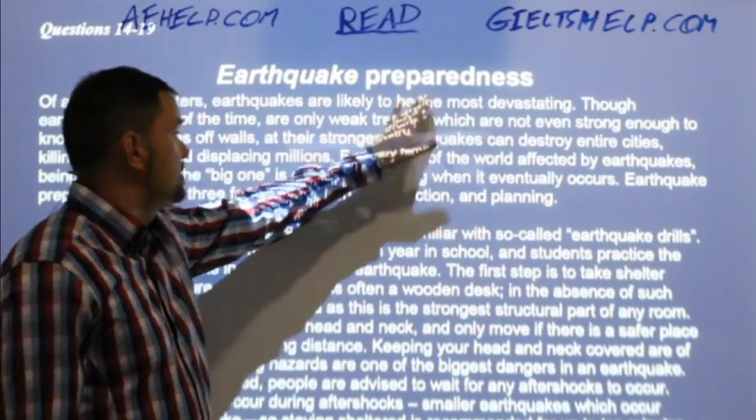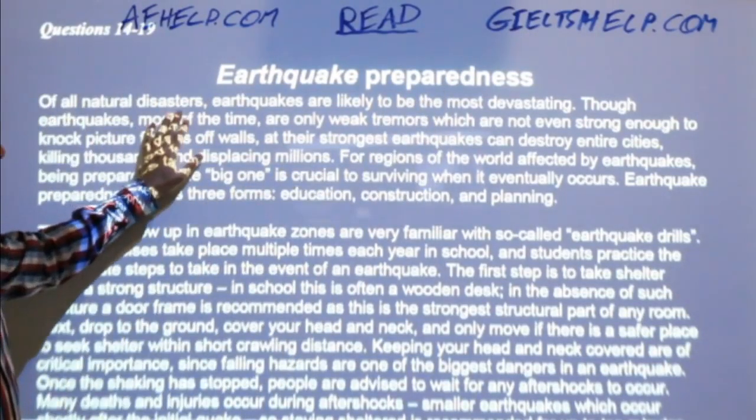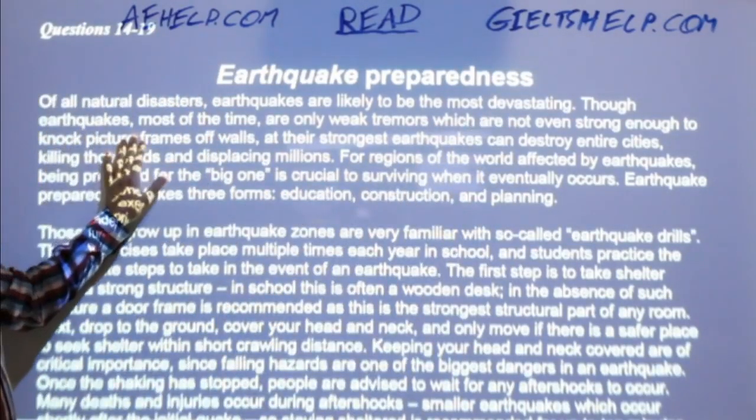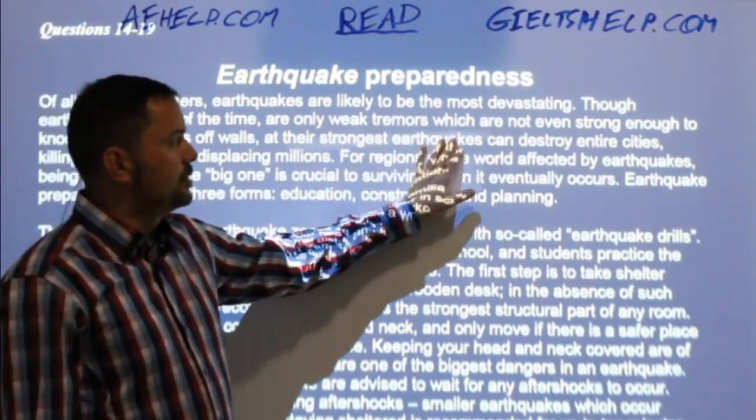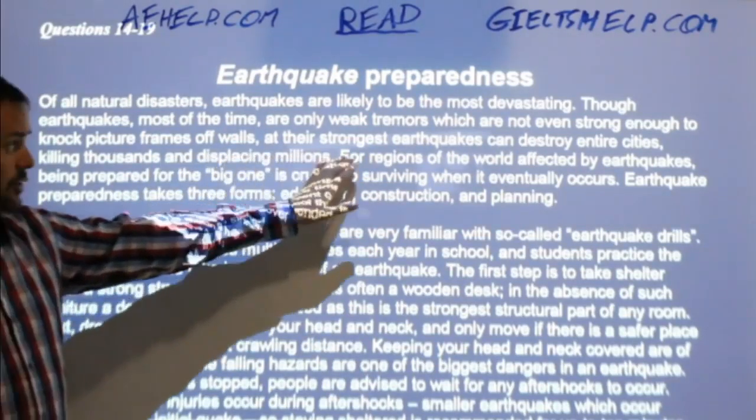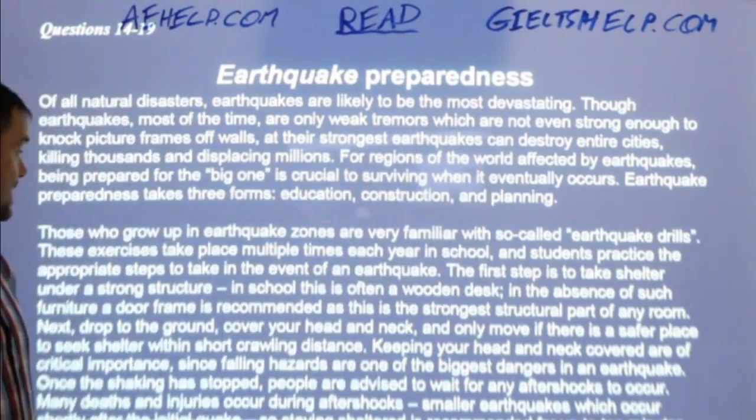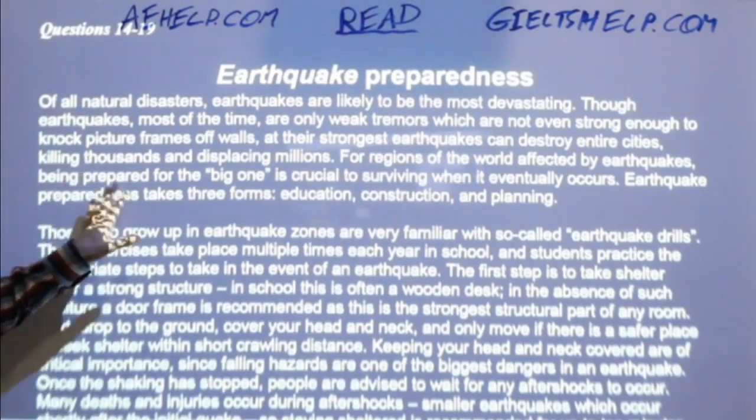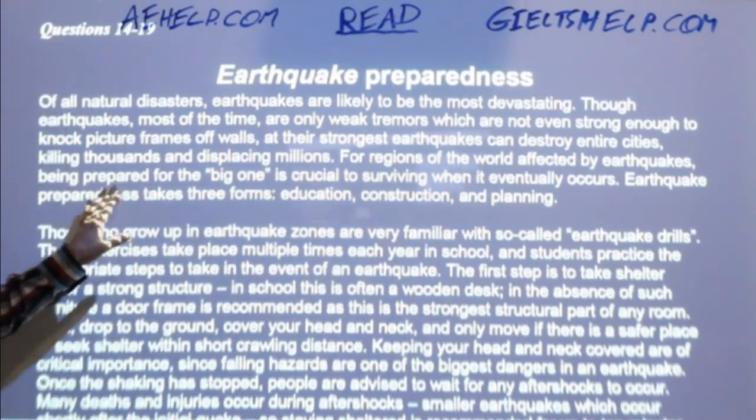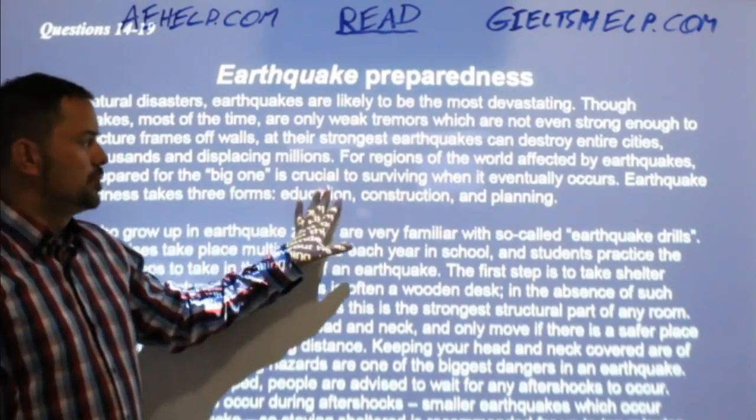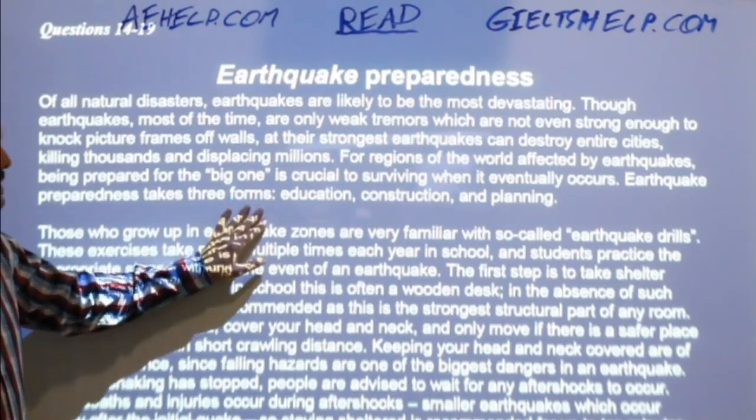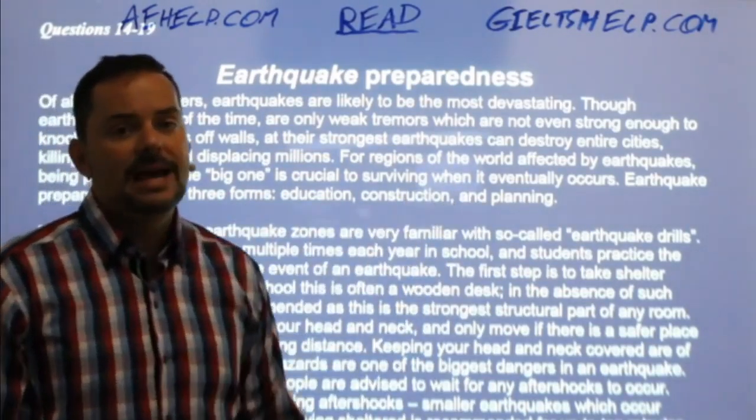Earthquake preparedness. Of all natural disasters, earthquakes are likely to be the most devastating. Though earthquakes, most of the time, are only weak tremors which are not even strong enough to knock picture frames off walls. At their strongest, earthquakes can destroy entire cities, killing thousands and displacing millions. For regions of the world affected by earthquakes, being prepared for the big one is crucial to surviving when it eventually occurs. Earthquake preparedness takes three forms: education, construction, and planning.